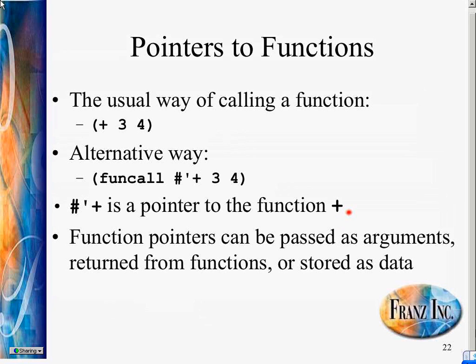Plus is a symbol, and symbols, you know, are complex data structures, and one of the slots they have is called the symbol function slot, and that contains the function object, which is the function named by plus. Hash quote plus is a thing which points to that function object. So here we have funcall, hash quote plus, and then the arguments.